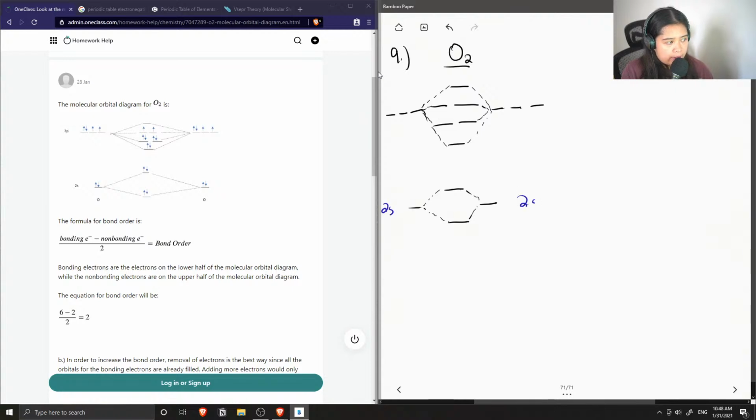This orbital here is the 2s orbital. And these are the sigma (2s), and at the top is the sigma star 2s. So this sigma star refers to the anti-bonding orbitals of 2s.